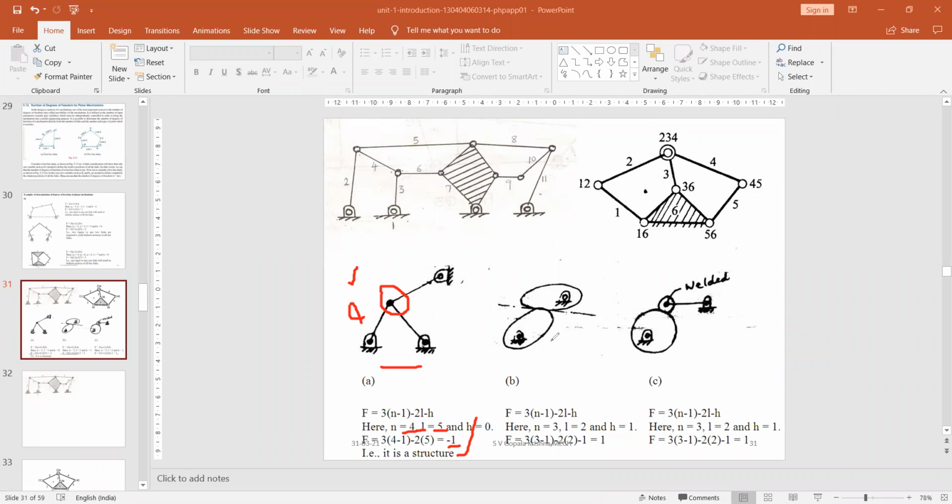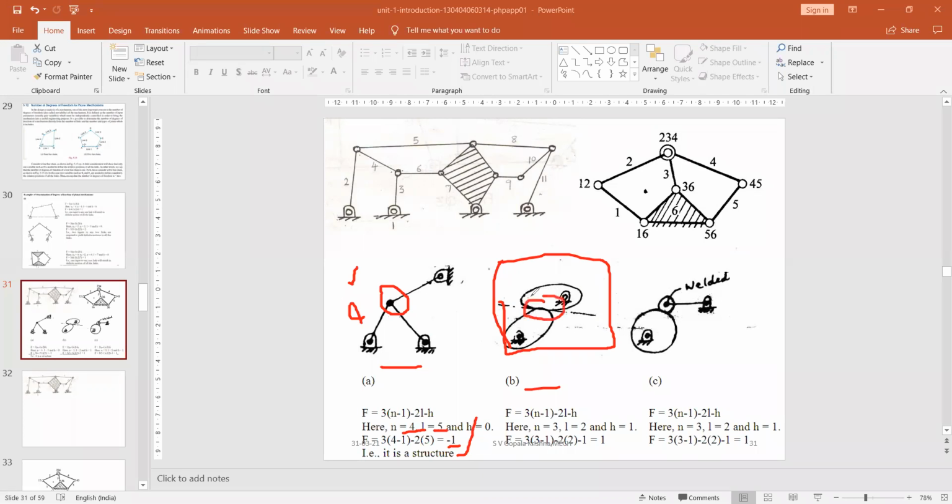Now let us see figure B. In this, how many links are there? Anyone? One, two, and three. Three links are there. The fixed link is one, this is the second, and this is the third. Three links are there. And joints: one, two. Two joints are there.